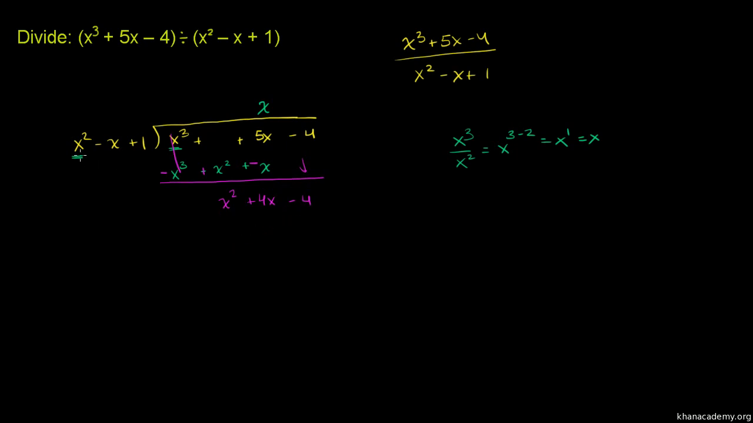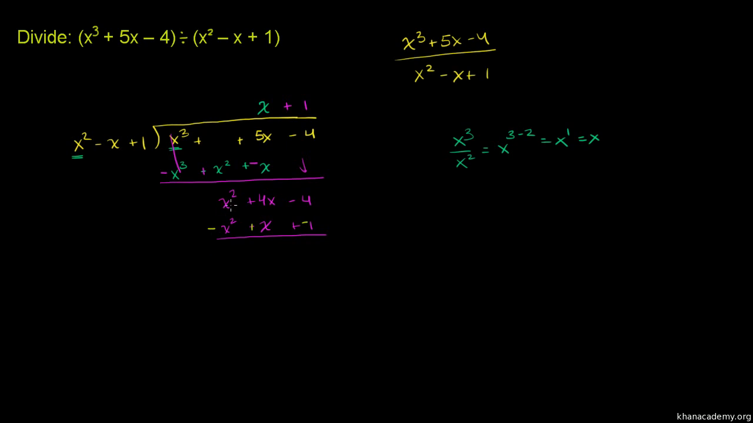And now let's look at the highest degree terms. X squared goes into x squared exactly one time. It's the same thing. So we put a plus 1. And then you have 1 times x squared is x squared. 1 times negative x is negative x. 1 times 1 is 1. And now we want to subtract this from that, or we want to add the opposite. And to add the opposite, we can just multiply each of these terms by negative 1. X squared becomes negative x squared. Negative x times negative 1 is positive x. And then positive 1 times negative 1 is negative 1.